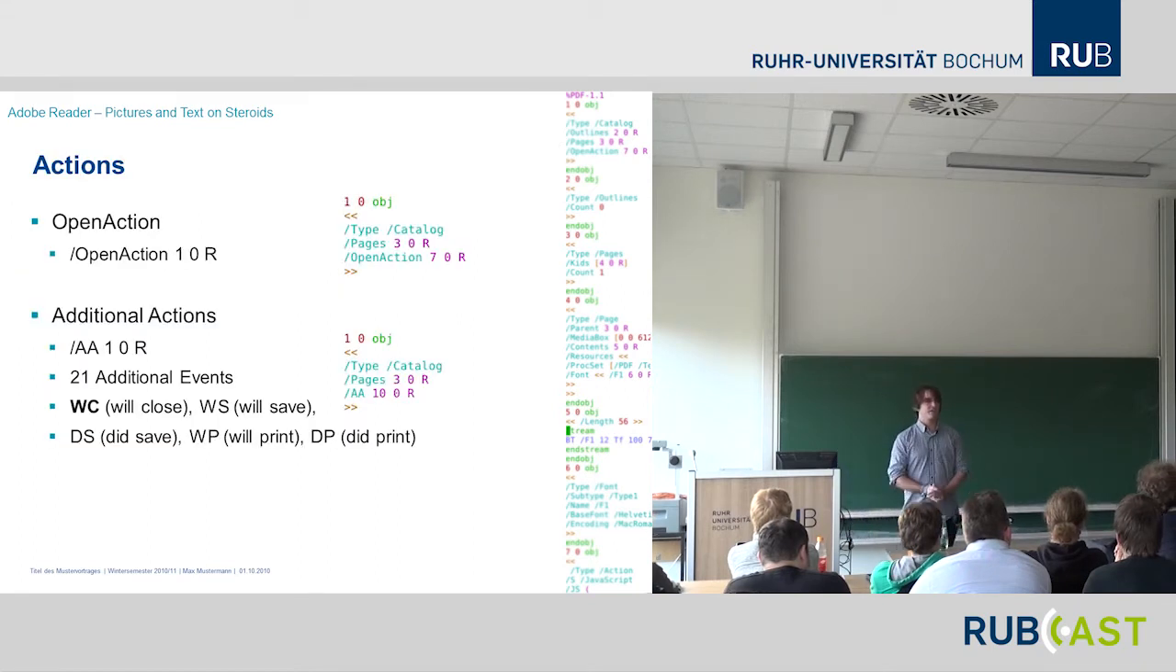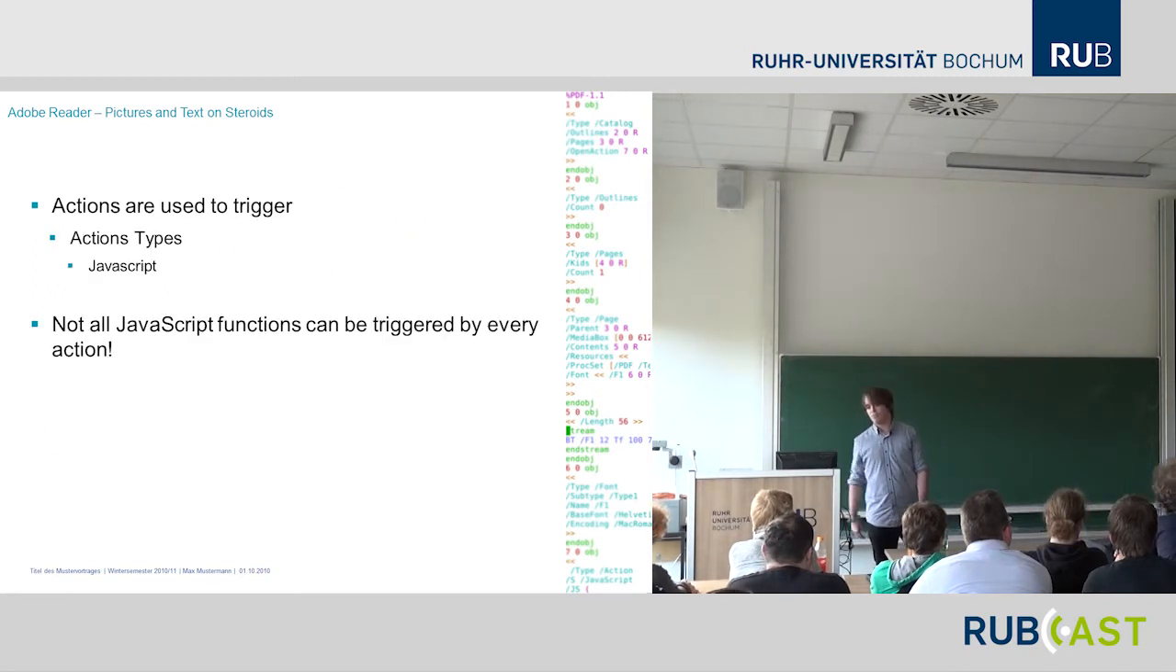So what actions do we have? There is the open action, which is the most used one because it fires when the PDF is opened. But there are 21 additional events. Most of the time I use the will close event or the open action event because both of them have to fire anyway. If the user is not killing the PDF with Task Manager, the event will trigger. But you can also trigger it if it's saved or printed. So it's quite a lot of events you can use to trigger JavaScript.